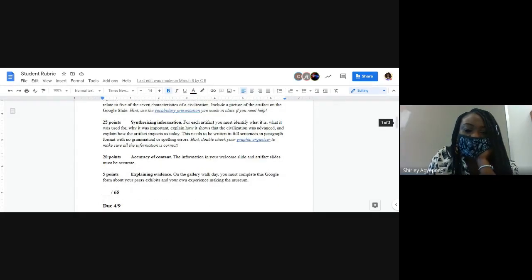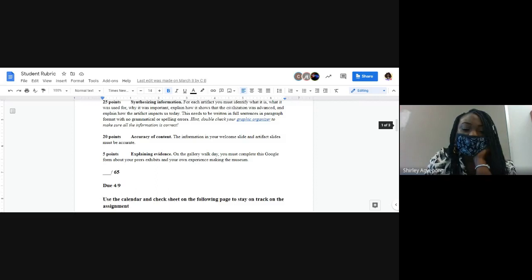So next, we'll be checking for accuracy of content. The information in your welcome slide and the artifact slide must be accurate. And accuracy of content is worth 20 points. Finally, explaining evidence. On the gallery walk day, you must complete this Google form about your peer exhibit and your own experience making the museum. So in total, you guys will have 65 points for this assignment, and it's due on Friday.